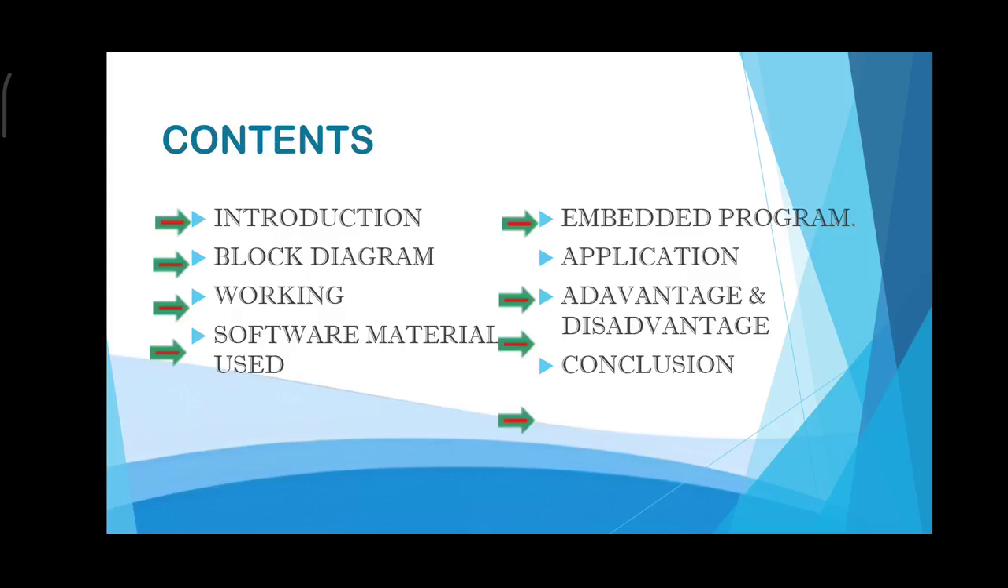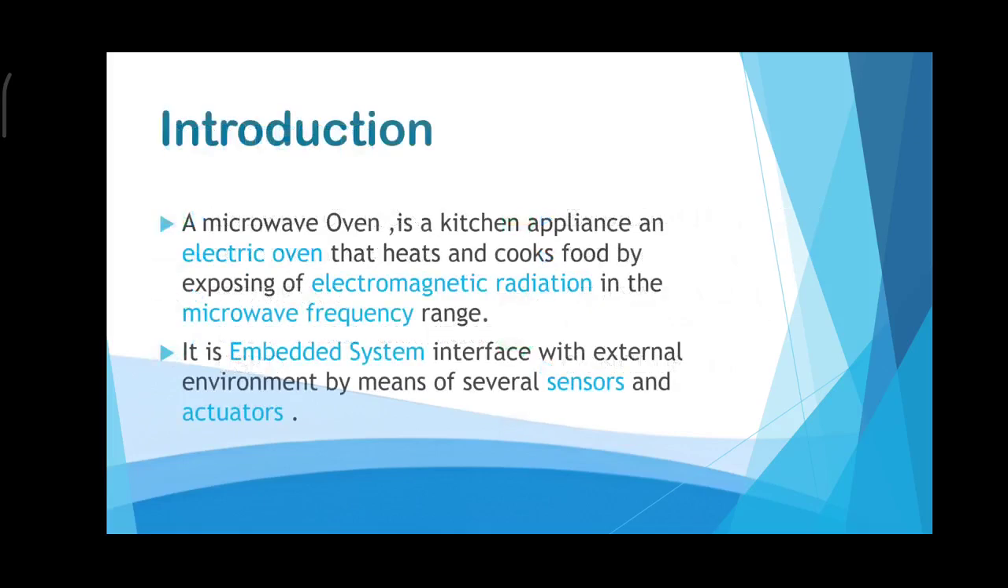That was the project. Introduction. A microwave oven is a kitchen appliance, an electric oven that heats and cooks food by exposing it to electromagnetic radiation in the microwave frequency range. It is an embedded system that interfaces with the external environment by means of several sensors and actuators.